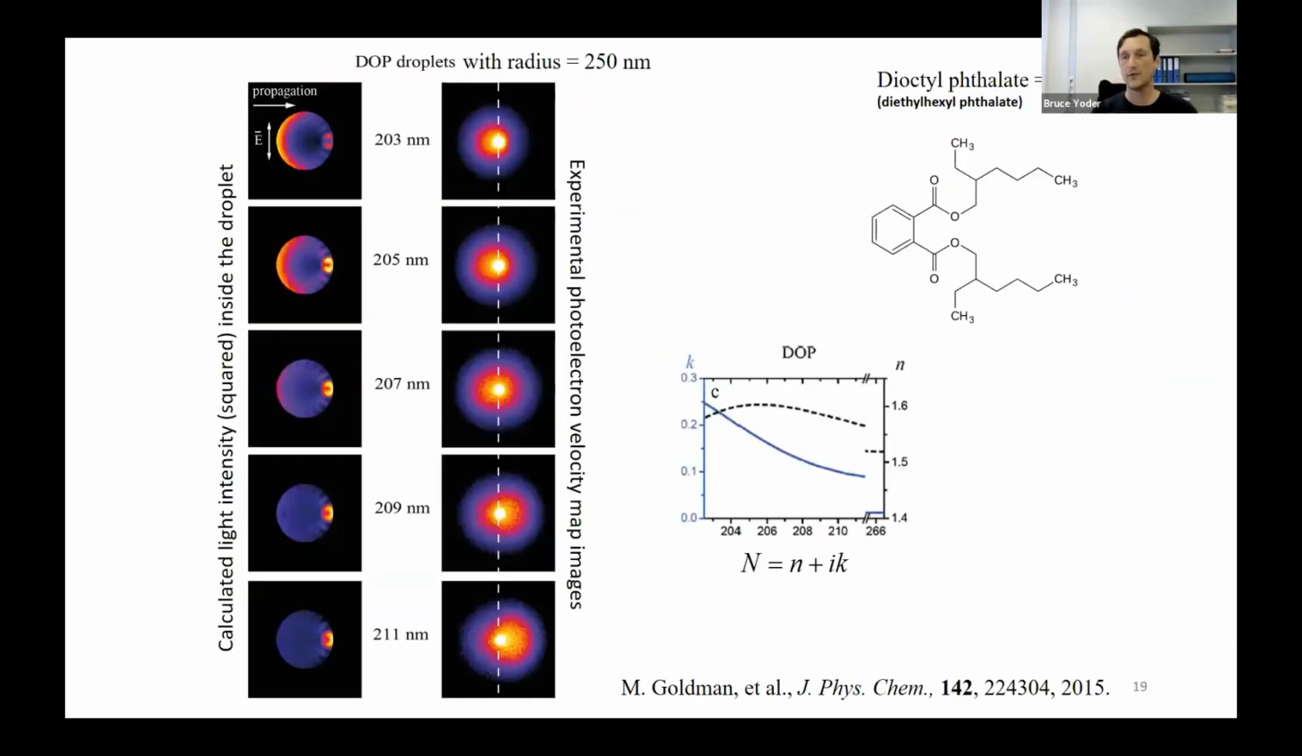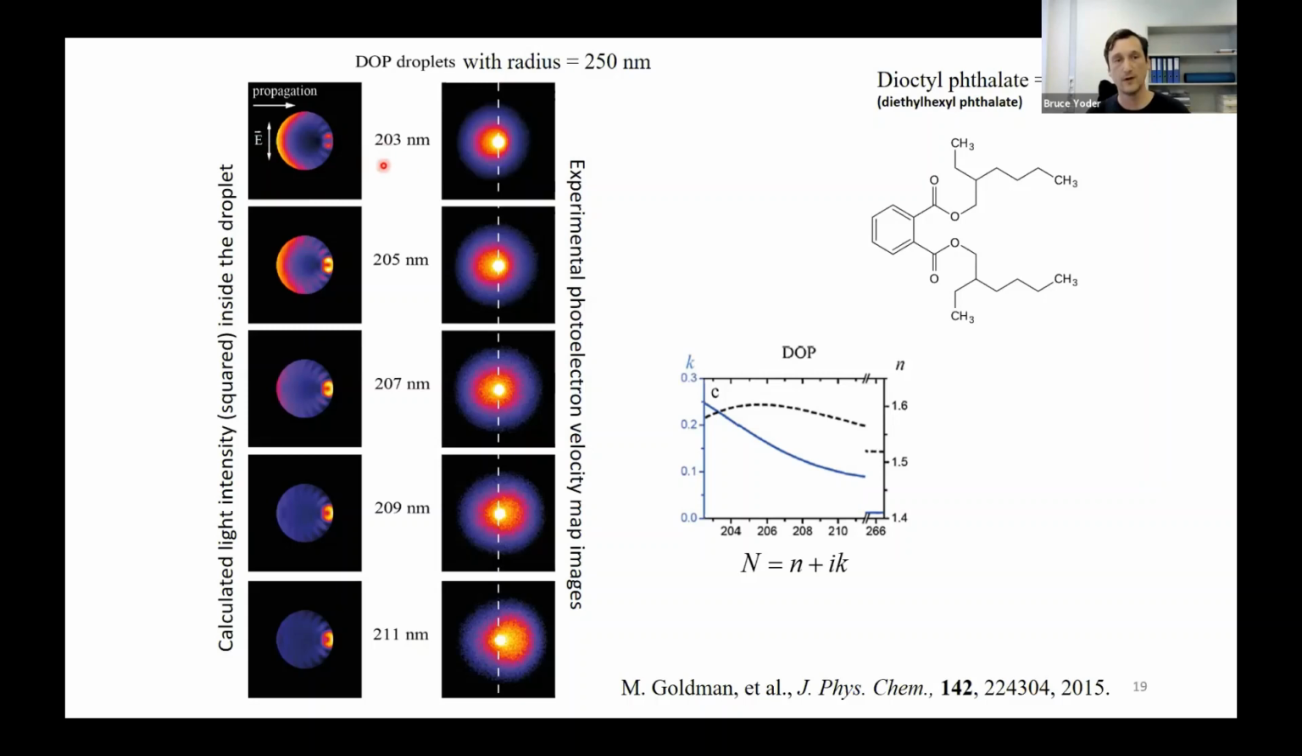Here we have an example of a change from shadowing to nanofocusing for DOP droplets of 200 nanometer radius, as the incident wavelength is changed from 203 nanometers to 209 nanometers. The N and K of DOP's refractive index over this wavelength range are shown here. In the left-hand column, we have the calculated light intensity squared, because it's a 2-photon ionization, inside the droplet.